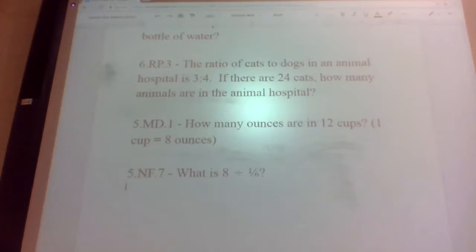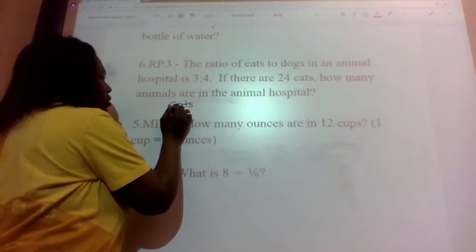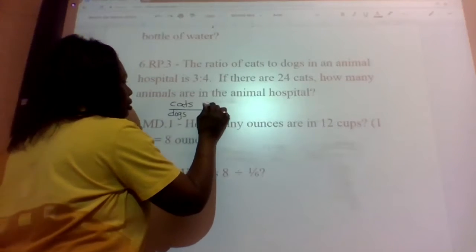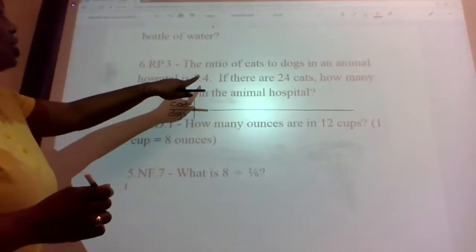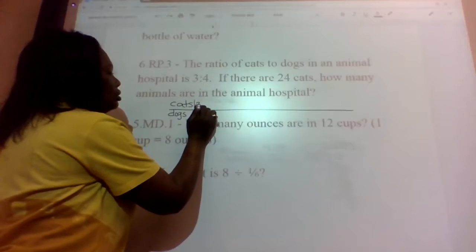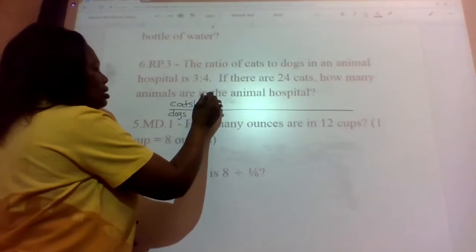All right, number 3, it says the ratio of cats to dogs in an animal hospital is 3 to 4. So what we are going to do is we're going to make a chart, cats to dogs. It says the ratio is 3 to 4, so 3 cats to 4 dogs. And it says if there are 24 cats.